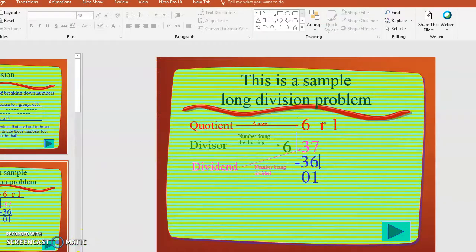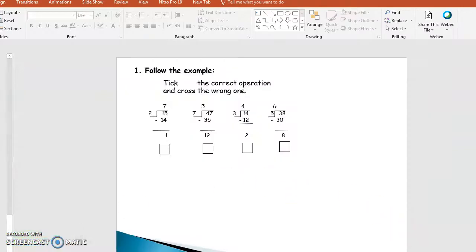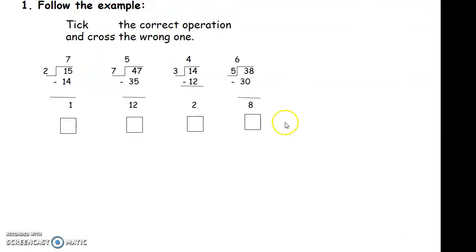I will show you now the first question on the extra sheet. Follow the example. Take the correct operation and cross the wrong one. So we will put a tick in the correct operation division and we will put X in the wrong one.